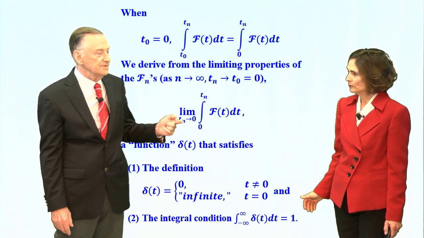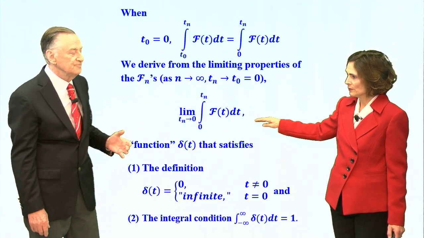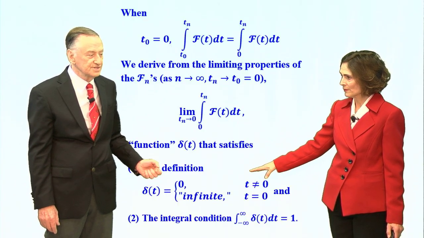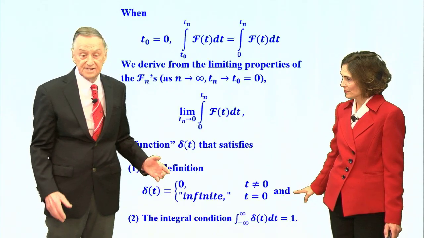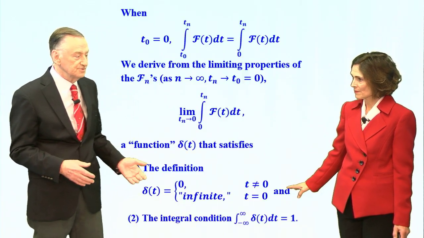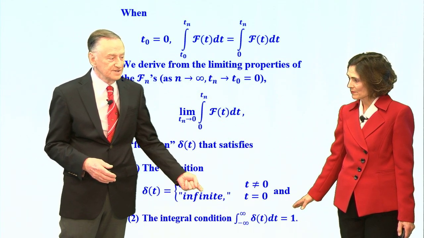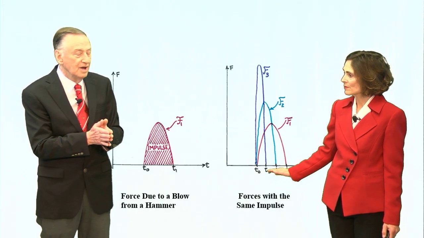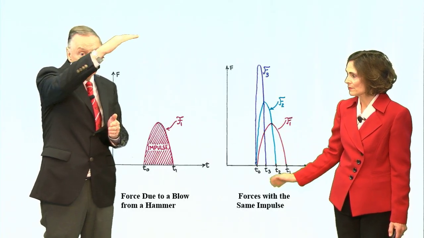So our limit as t sub n approaches 0 of the integral from 0 to t sub n of f of t dt is a function, delta of t, that satisfies this relationship. It's 0 for t not equal to 0, and it's infinite at t equal to 0. Later we'll talk about more generally being at t equal to a rather than just t equal to 0. So if you're looking at this integral condition, the integral from minus infinity to infinity is 1, because it's 0 up until you hit 0, and then it's infinite at 0 and stays 1 from there on.